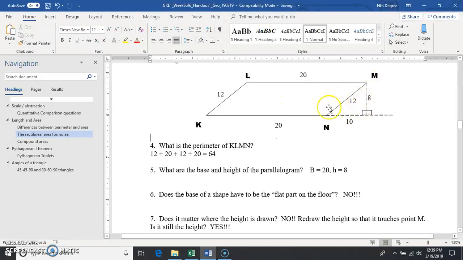So everything that we've done in this parallelogram has not changed the parallelogram. Its height is still 8. Its base is still 20.